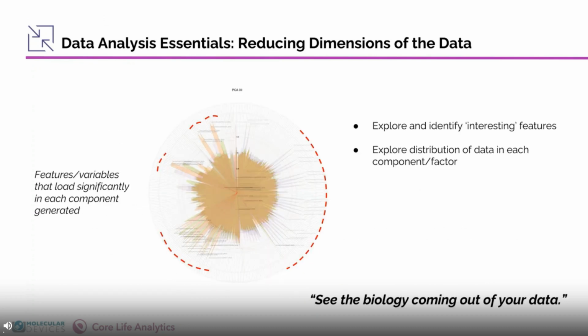Performing data reduction, like principal component analysis or common factor analysis, can also yield important insights into which features or measurements stand out the most, phenotypically speaking. And then you can quickly explore the variation of the data in each component or factor. This is extremely helpful in giving biological meaning to non-intuitive features, and therefore this step is critical for basically seeing the biology coming out of your dataset.